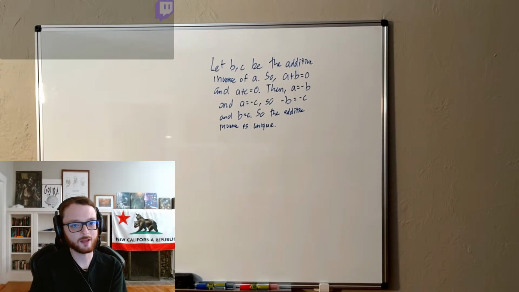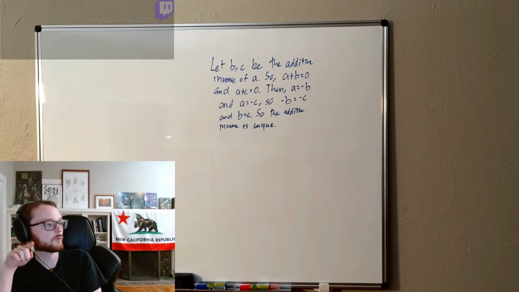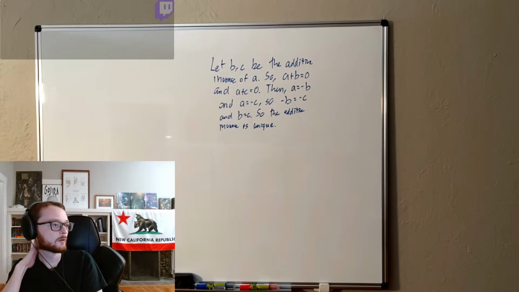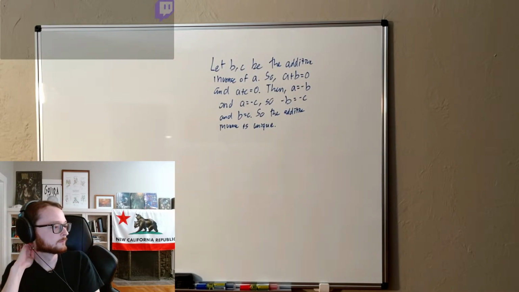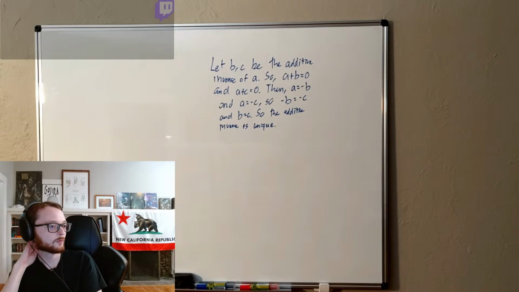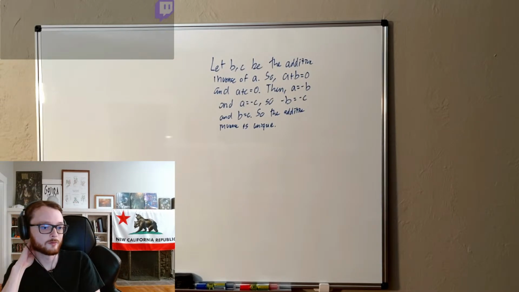You could also phrase it as like a proof by contradiction. I think some professors don't like that. But you could have also said, let B and C be 2 distinct additive inverses of A. And then we could do kind of the same argument to find that B equals C, which means they aren't distinct at all. So that would be a contradiction. But I think it's considered good practice to do a direct proof like this.